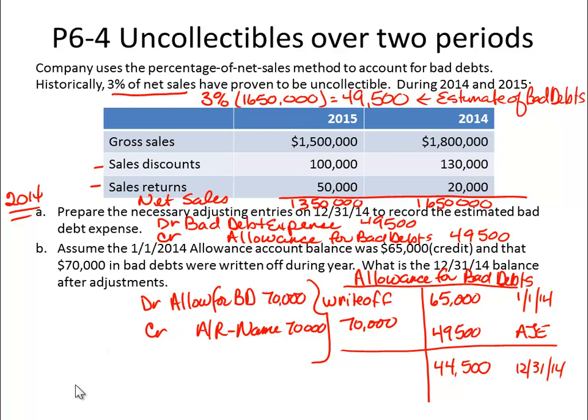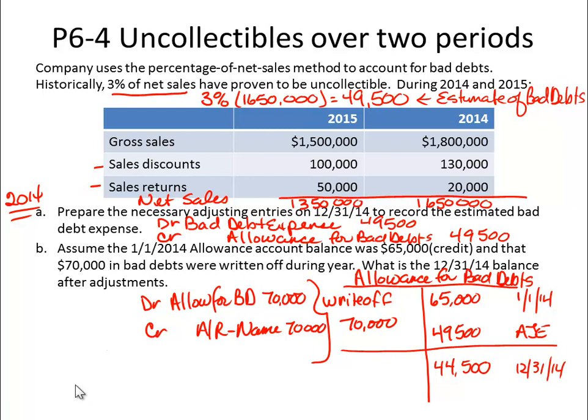So, for example, in P64, it says that 3% of net sales will be proven to be uncollectible. So that's our estimate that 3% of sales are going to go bad. So in 2014, to prepare in Part A the necessary adjusting entry to record the estimated bad debt expense, we know the entry is debit bad debt expense, credit the allowance for bad debts or uncollectible accounts or doubtful accounts, and all we have to do is take 3% of net sales. So that's gross sales minus sales discounts minus sales returns.